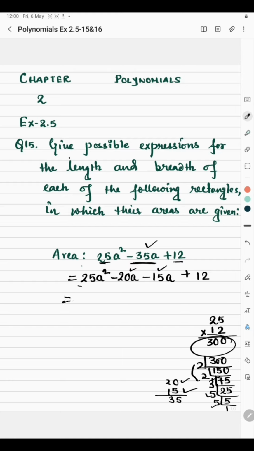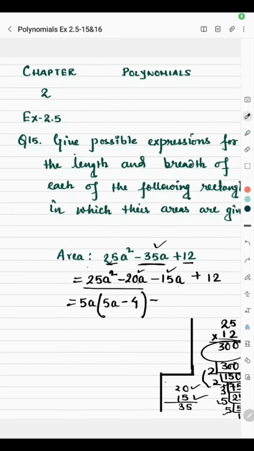Now from this we will have to take common factors. If you take 5, see 25 and 20 are divisible by 5, so we can take 5 as common, and in both the terms a is present, so we can take out a from both the terms. So what would be left within the bracket? If you take out 5 from 25, 5 will be left, because 25 by 5 is 5, and from a square if you take a, then a will be left. Then we have minus sign. Now 20 divided by 5 is 4, and a is already taken out, so it's 5a minus 4.